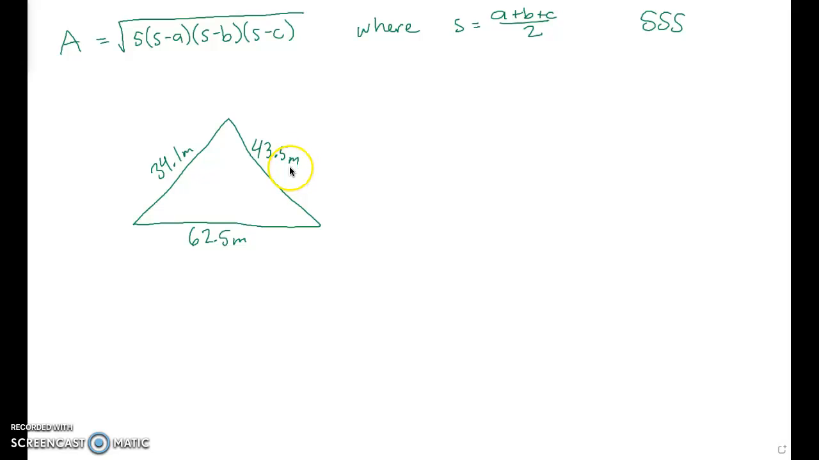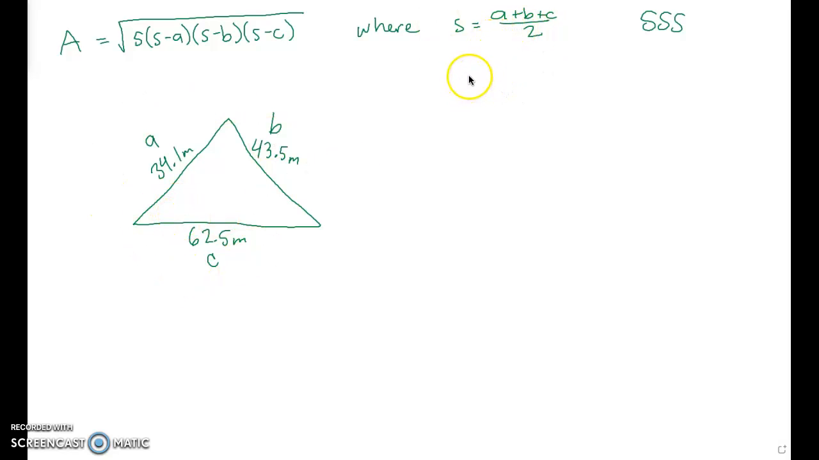Now, I could go ahead and use the law of cosines to find an angle, and then use my area equations to find the area, because all my other area equations I need to know an angle, at least one. But here I have all three sides, so I'm going to use Heron's formula, where I'm going to label 34.1 A, 43.5 B, and the other one C, because it's just an arbitrary triangle.